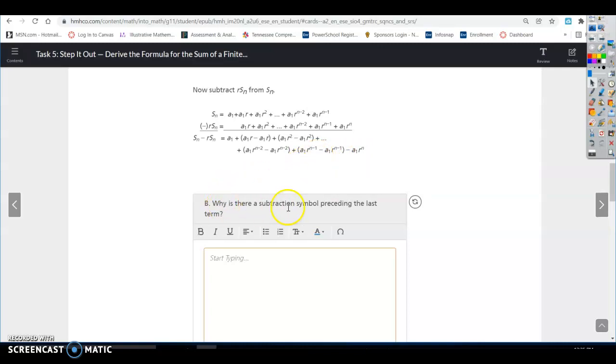Alright, so it says, why is there a subtraction symbol preceding the last term? Alright, so we're subtracting each one of these from the one above it. Because the last term doesn't have anything above it to subtract, then that one would have to be a subtraction sign there.